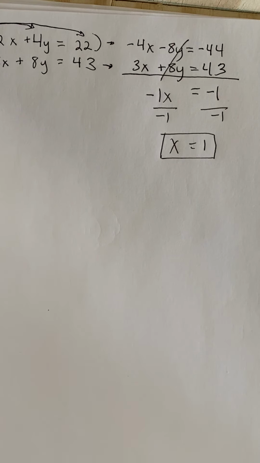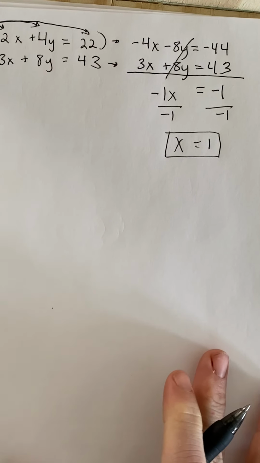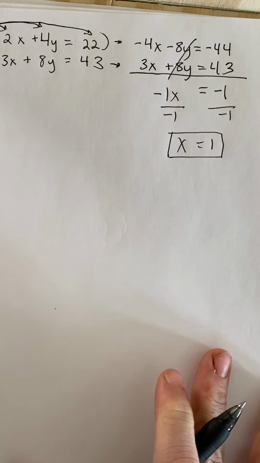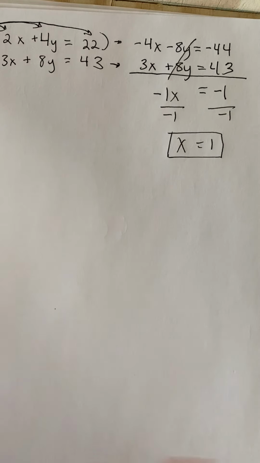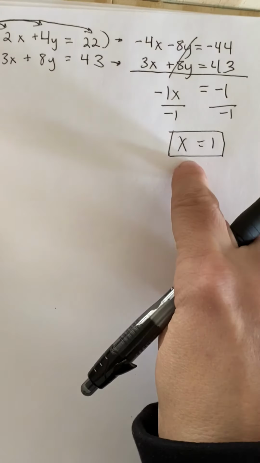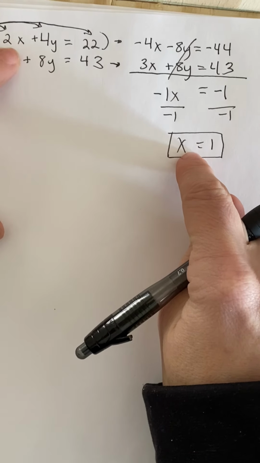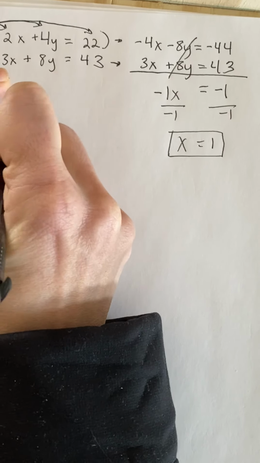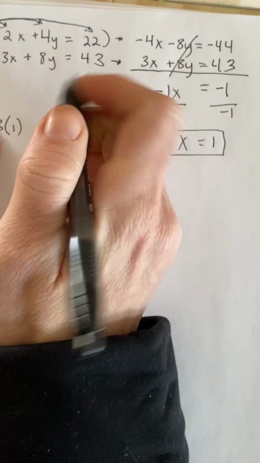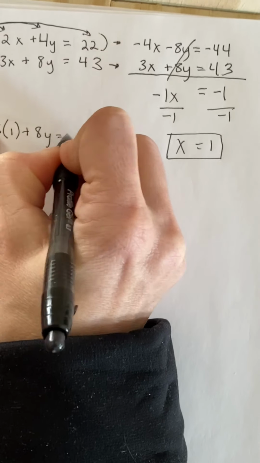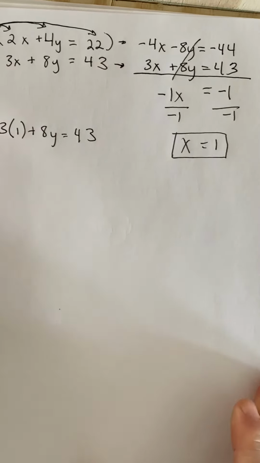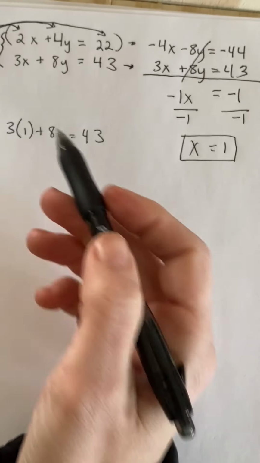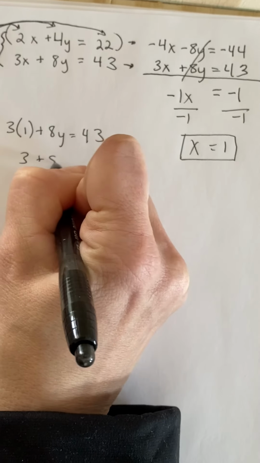Like we said, you're looking for a point of intersection between these two lines. These would be super gross to graph because I'd have to solve for y, or I'd have to graph each one by using its intercepts. So it's really nice for elimination, but I can substitute back in to one of my initial equations. I'll choose the second one because it doesn't matter. 3 times 1, because I know x is 1, plus 8y equals 43. I can plug that x back in to get that y.